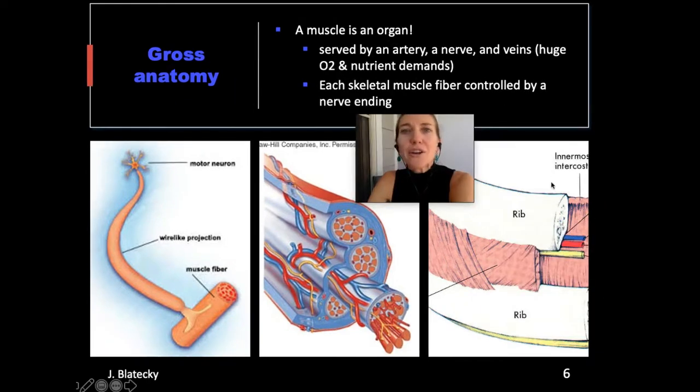So you're seeing intercostal muscle here that sits between your ribs. So you may not think about that as being a critical muscle in your body, but even these tiny muscles have their own artery, their own vein, their own nerve. And we're going to see that skeletal muscle contraction. So every skeletal muscle fiber, muscle cell, is going to be controlled by an attaching nerve ending, every single one in the skeletal muscle. So you may have heard that muscle burns more calories than fat, and that is the case, and that's simply because it is a highly metabolically active tissue.